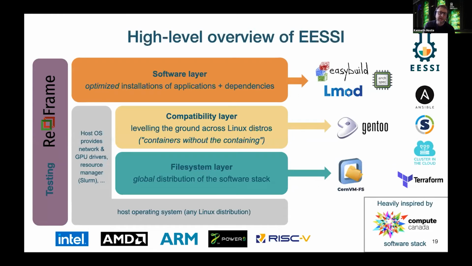So this is a high-level overview of the EASY project. It consists of multiple layers. The gray part is the host operating system, so your current Linux distribution, whether it's Red Hat or SUSE or Ubuntu, it doesn't really matter. We have 3 layers on top of that. The green part is the file system layer. That's how we distribute the software stack that we provide in the EASY project.